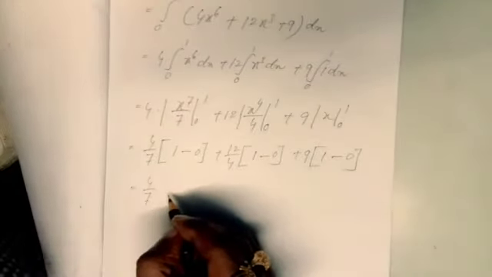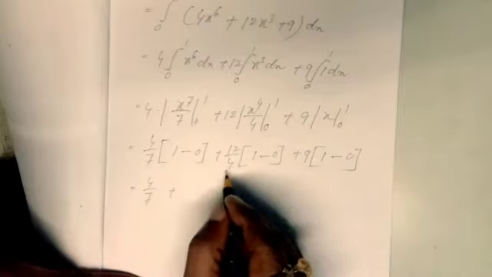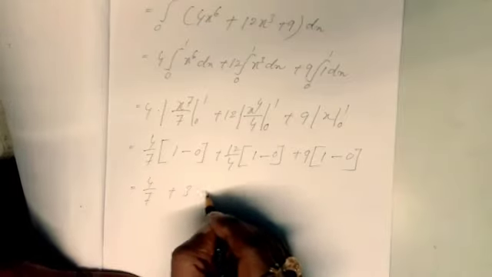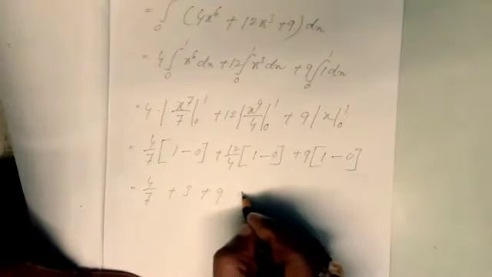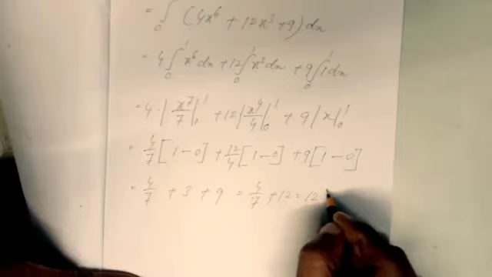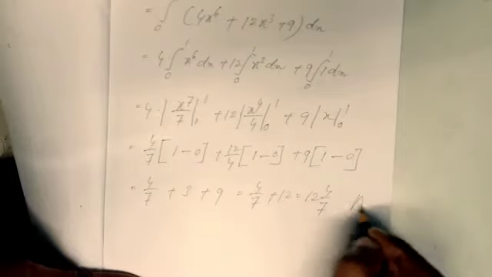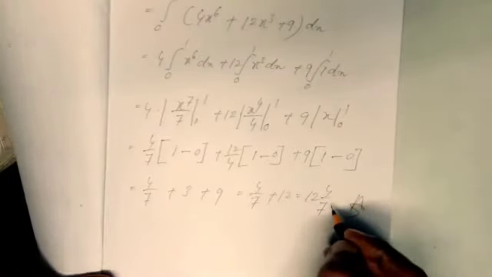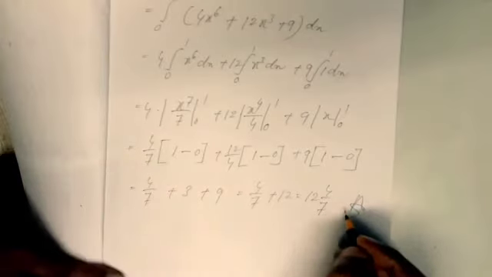Put in the value of x, that is upper limit value 1 minus lower limit value 0. Then you open, this will be 4 by 7 plus 3 plus 9. Now 4 by 7 plus 9 plus 3, 12. This is nothing but 12 and 4 by 7 is the answer. Okay. 12 4 by 7 is the answer of number 1.